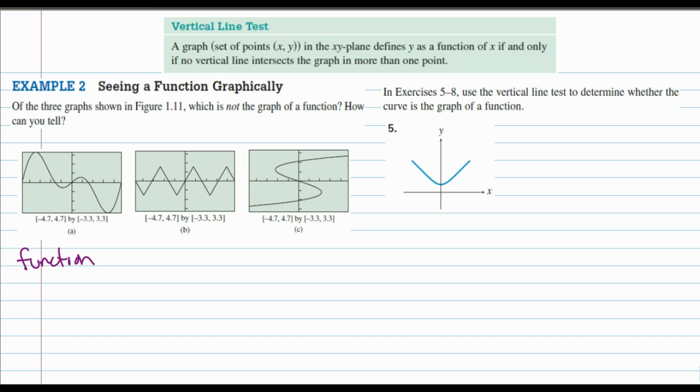Same thing with part B. Any vertical line I draw will pass through the relation once, which means B is a function. Now, if a vertical line didn't pass through the relation at all, that would still be a function.